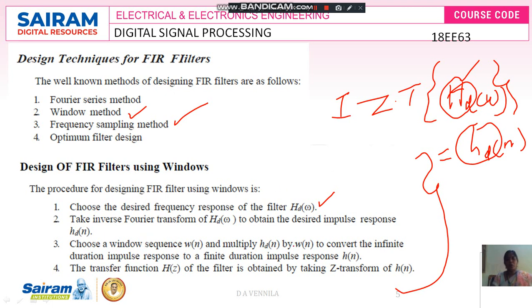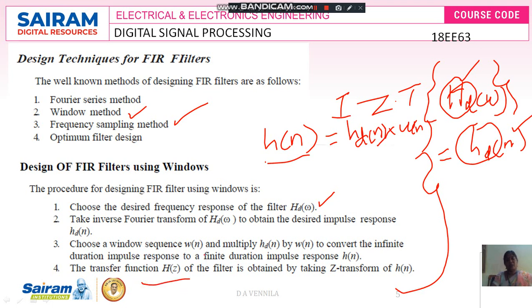Then next, how to get h of n? This is the desired frequency response, and this is the desired impulse response. The impulse response can be obtained by multiplying the desired impulse response by the window sequence. That is your third important point. And finally, how to find the transfer function?